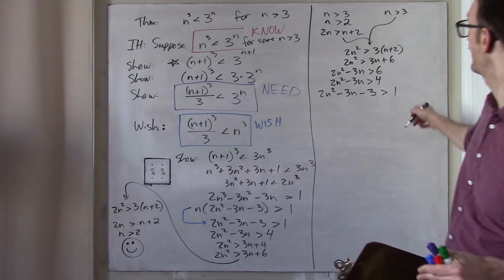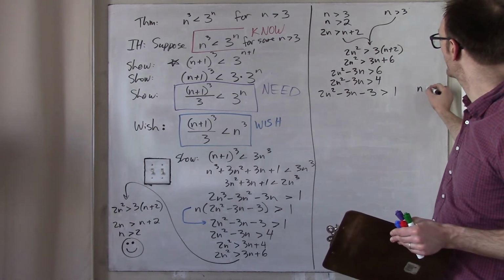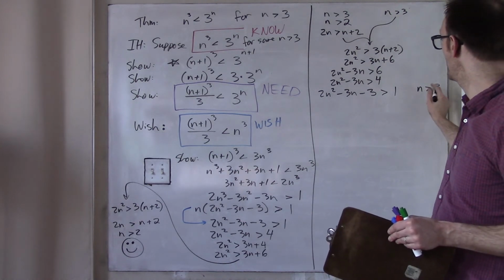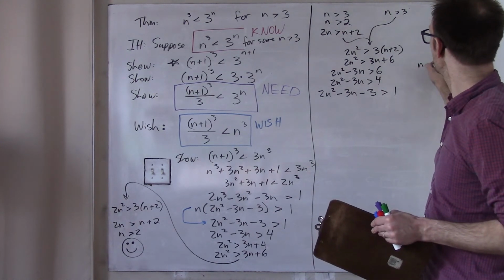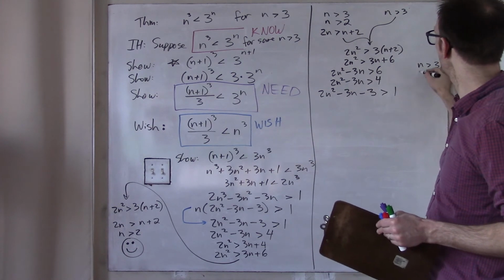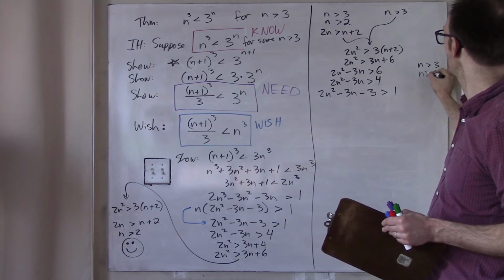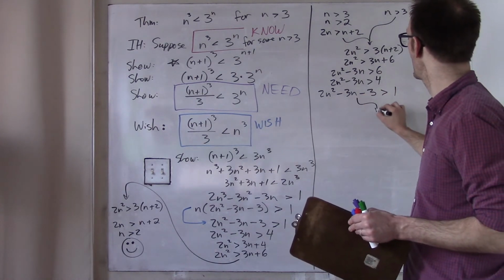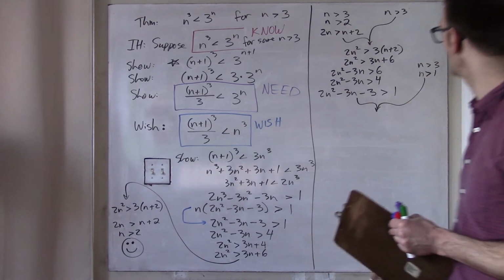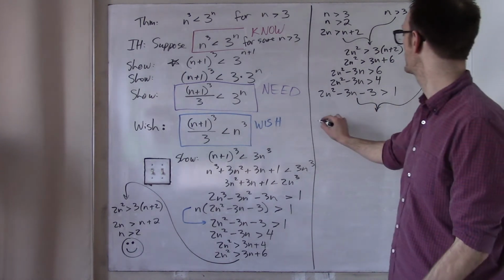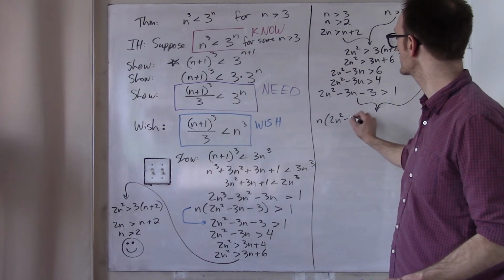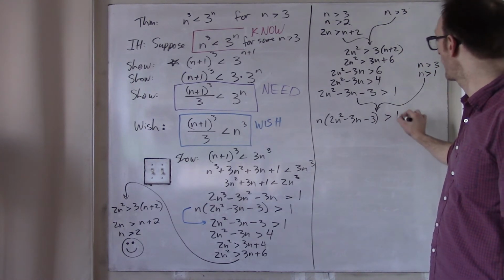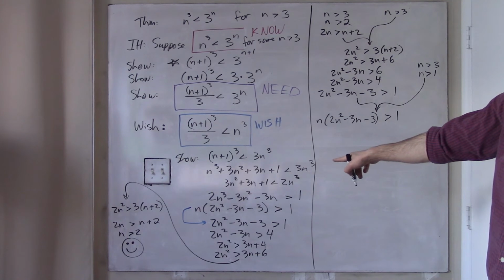Now I do another move. I say, okay, hey, by the way, don't forget that n is bigger than 3. Since n is bigger than 3, maybe I'll do it up here. Since n is bigger than 3, then it follows that n is bigger than 1, because anything bigger than 3 is also bigger than 1. And now once again, I combine these two inequalities into n times 2n squared minus 3n minus 3 is bigger than 1. Which is kind of like what I wanted, right?